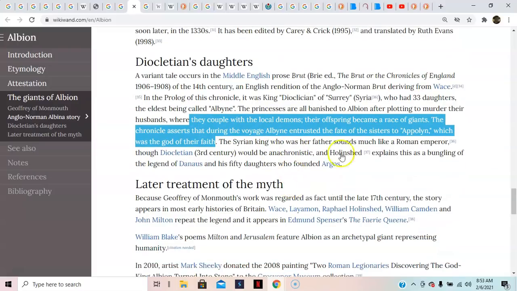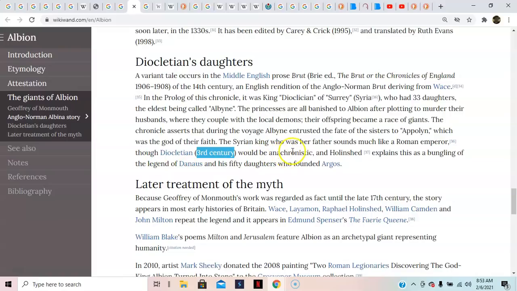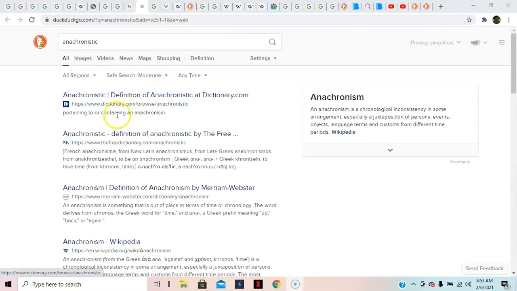The Syrian king who is the father sounds much like the Roman emperor, though Diocletian, who was in the 3rd century, would be anachronistic. Anachronistic means out of time, right? Let's make sure that means out of time. Search DuckDuckGo. Pertaining to, okay, anachronistic. See, this is, see how it's Ashkenazi? This is the same kind of setting. Word for time, right? So again, it's out of place of chronology. And again, this is a Scythian word. You can tell by how it ends, stia, right? Like anesthesia, right? Anastasia.